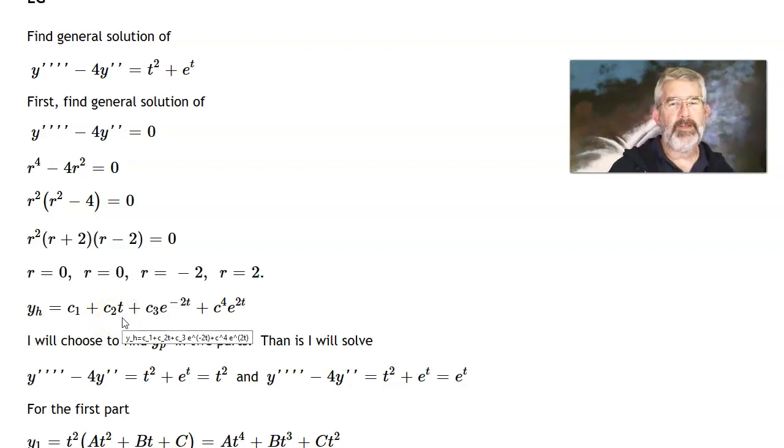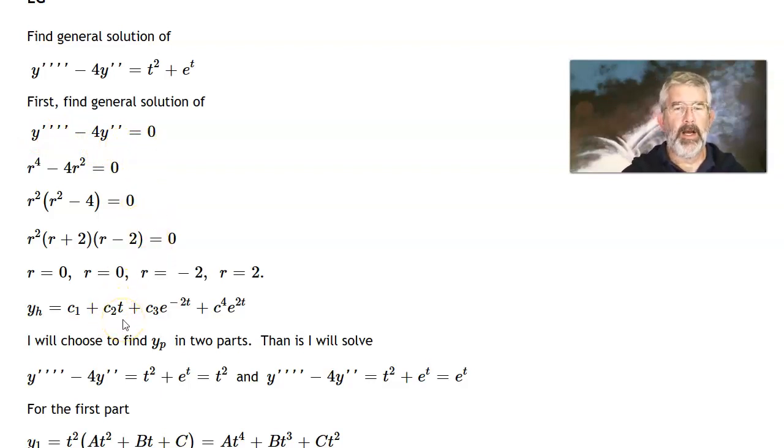Actually, this makes sense when you think about it, just like we did with that constant in a previous video. C2 times t, the first derivative would be C2, the second derivative would be 0, the third derivative would be 0, the fourth derivative would be 0. And when you look at this equation, it doesn't involve the function or the first derivative. It only involves the second derivative and higher, and those are all 0. So sure, 0 minus 4 times 0 is 0, and t is a solution.